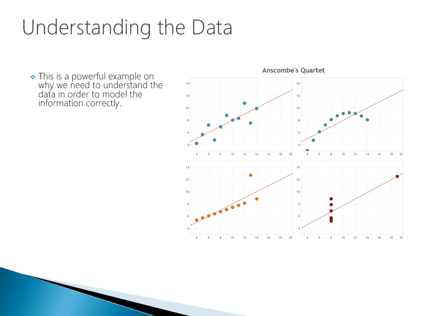I want to spend a little time looking at a very powerful example that kind of fortifies the need to look at data in order to model it correctly. This example is what's called Anscombe's quartet. And if you look at all 4 of these charts here, you're going to see that they all, from a data point standpoint, look distinctively different.